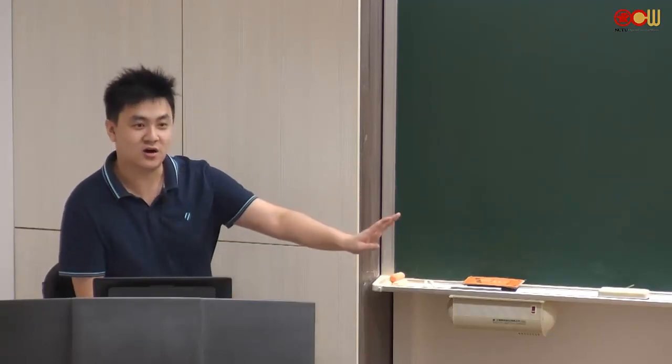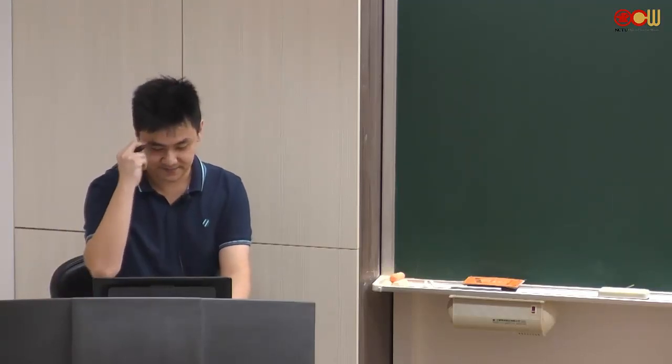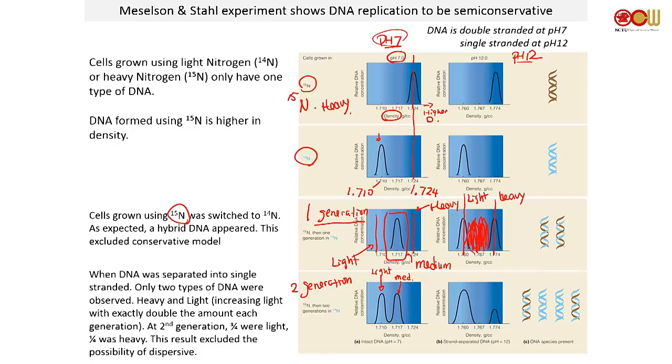So can I count on you guys if I ask you a question based on this and say, what would happen if it was a conservative mode of replication? Will you be able to draw for me what you would observe for pH 7 and pH 12? This is something that hopefully you can get used to. So you should be able to answer that. What would happen if the DNA copying mechanism was dispersive? What would you see?